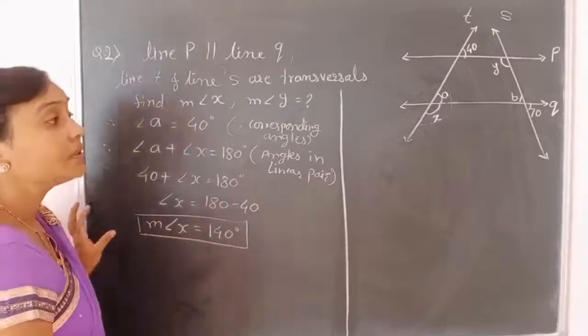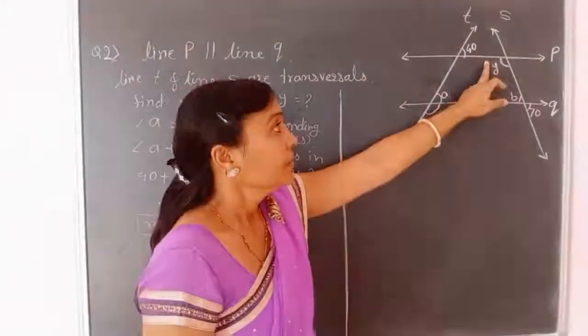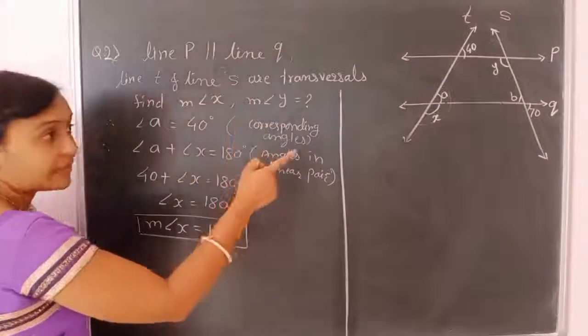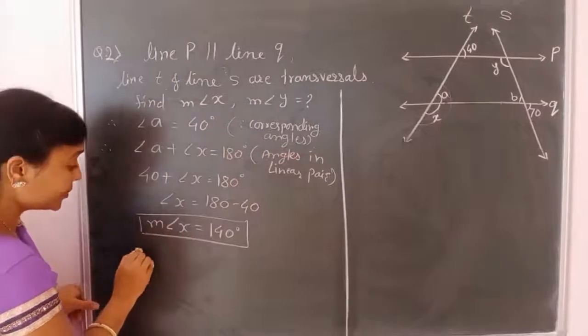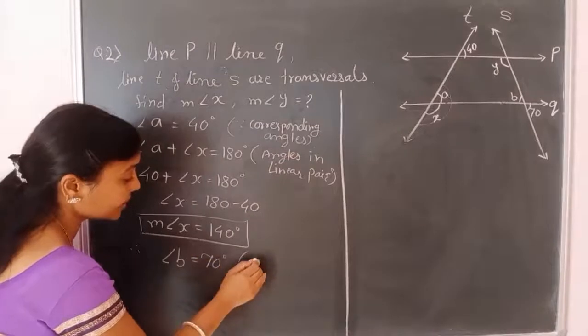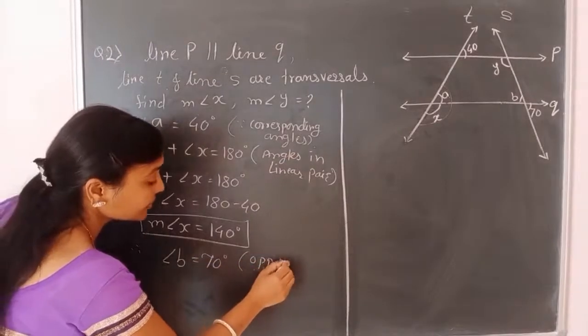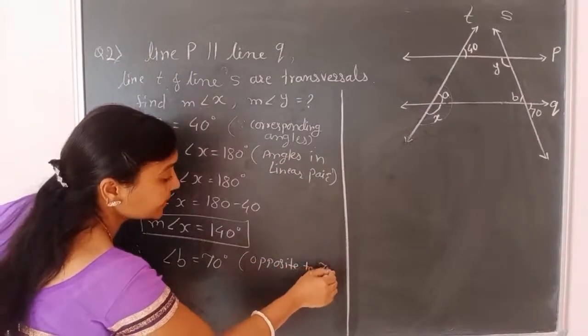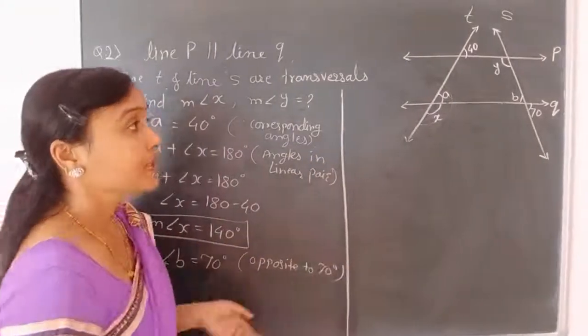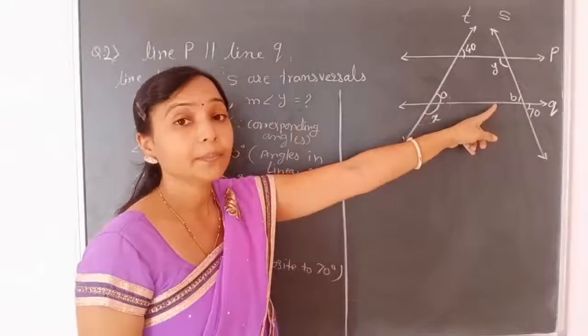Now we find out the angle Y. For this, first we find out angle B. And 70 degree and B are the opposite angles. Therefore, angle B is equal to 70 degree, opposite to the 70 degree angle. And therefore, what is the relation between Y and B?